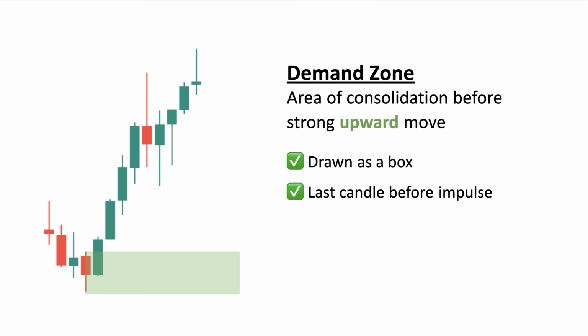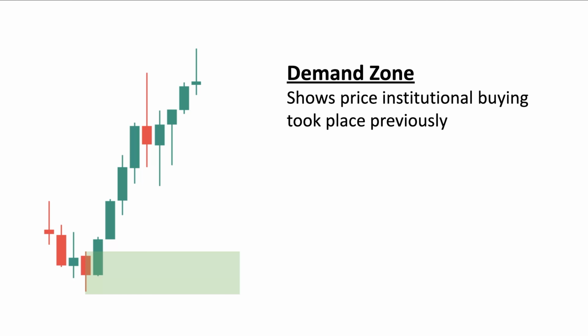And my rule is to use the last candle before the impulse away. So I'm looking for a sideways candle like this, with wicks either side, and little to no movement just before a large push upwards. And the idea is that a demand zone shows a price that institutional buying took place at previously. So, very large players in the market placing very large orders. That's why we get these big drives away, and that's what a demand zone is indicating.